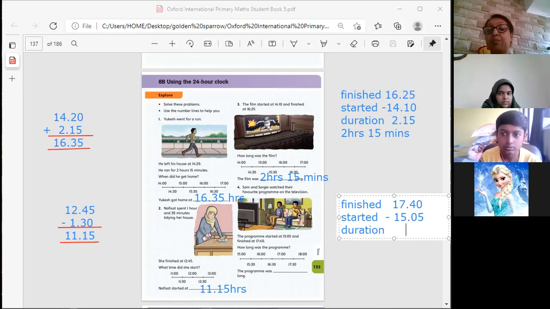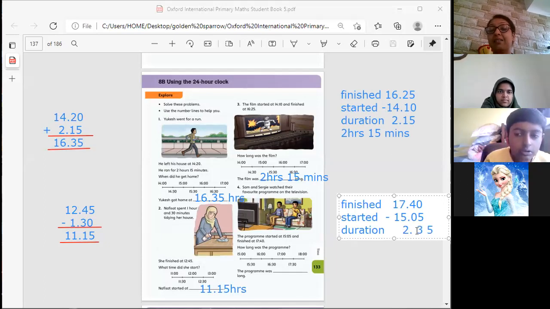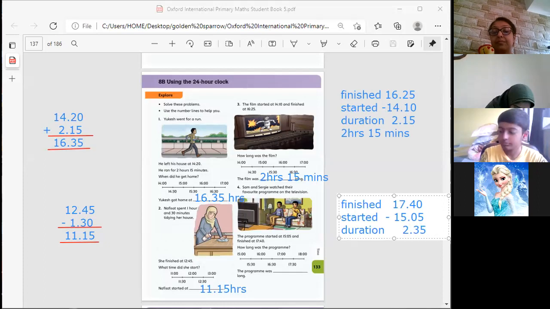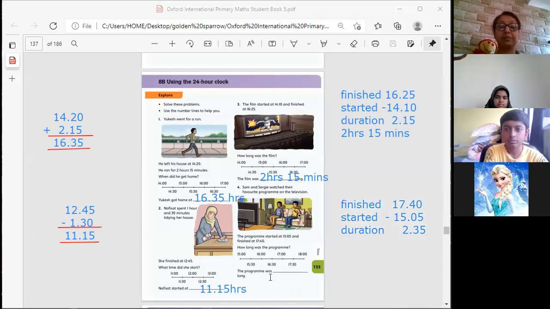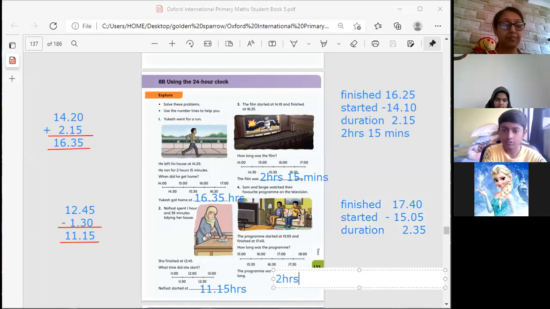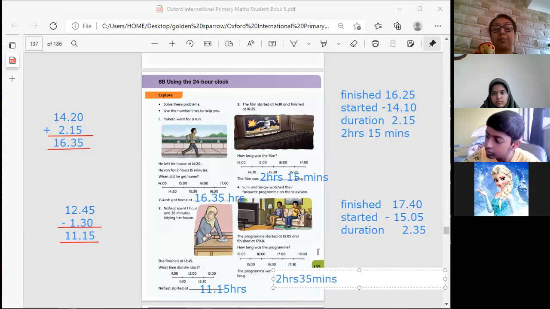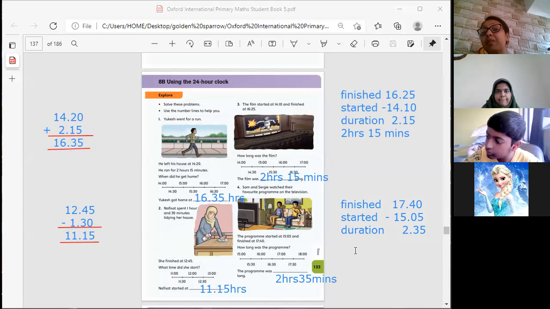So what are we going to get? 10 minus 5 is going to be 5. Then this 4 will become 3. So 3 minus 0 is going to become 3. Am I right? Yes, ma'am. Point. And then 17 minus 15 is going to be 2. So it's going to be 2 hours and 35 minutes. Do you get it? Yes, ma'am. That's nice. So we will write the answer here. The program was 2 hours and 35 minutes long.